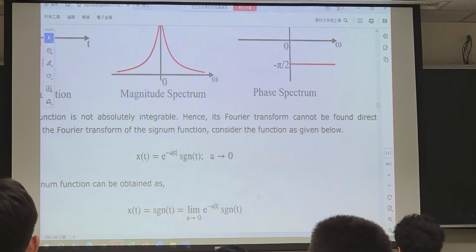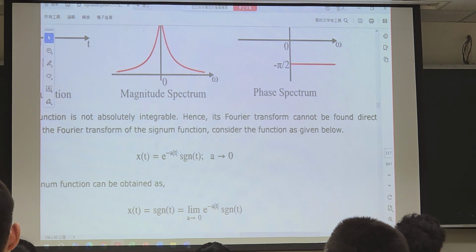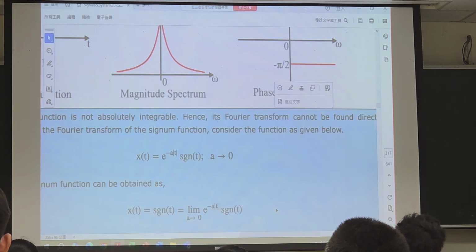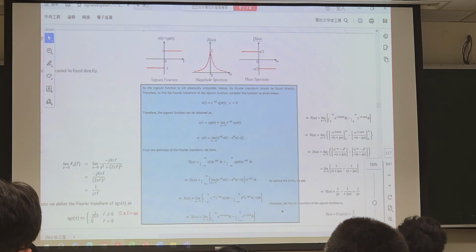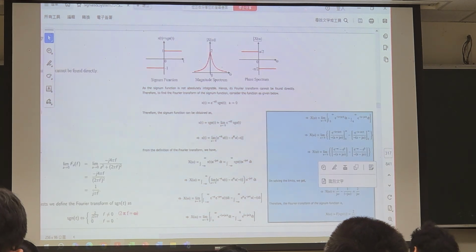To prove the Fourier transform of the signum function, it's a little bit tricky here. We use a very interesting function to approximate the signum function. I don't know who figured this out initially.